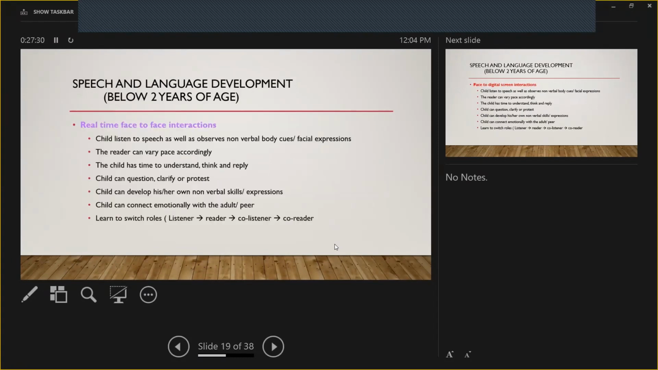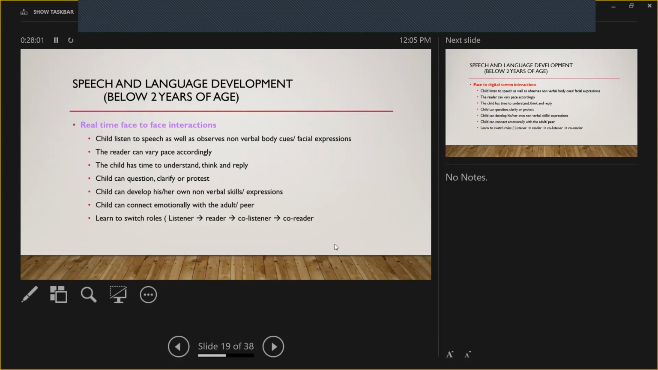So below 2 years of age, what is the importance of face-to-face interaction? When a child is speaking with us, these are the advantages. The child listens to speak as well as observe non-verbal cues, right? And facial expressions. When we are talking with the child, they can see what's happening in our face, the cues. Okay? And the reader, that means I can vary my pace according to the child's reaction. And the child has time to understand, ask questions, and reply.